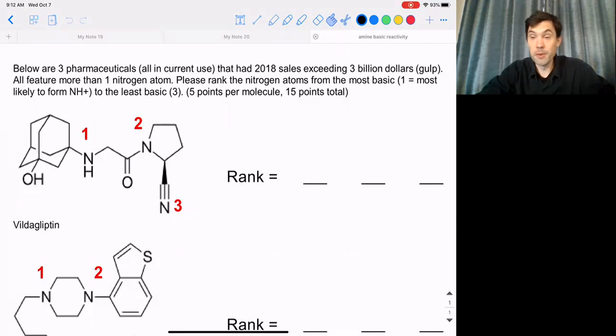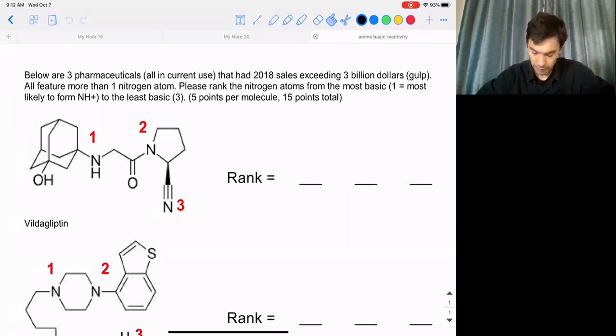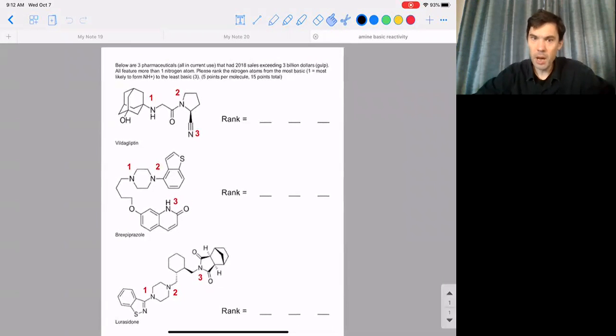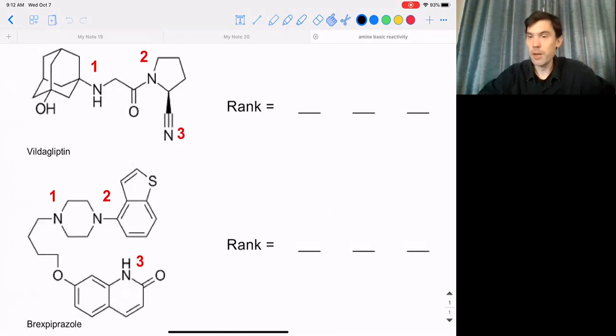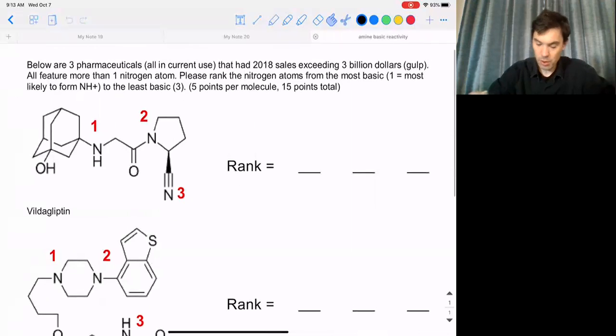In this video for Professor Carbon, we're going to go over some of the basic reactivity of amines, especially when given multiple different nitrogens in the same complicated molecular setting. What we have here are three fairly complicated molecules, all of which have more than one nitrogen atom in them. We're tasked with finding the most basic nitrogen atom. We'll rank the most basic nitrogen as 1, and the least basic nitrogen as 3.